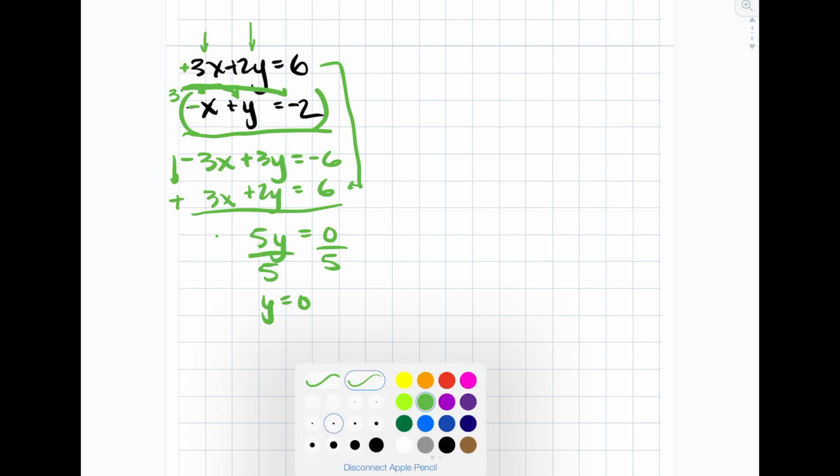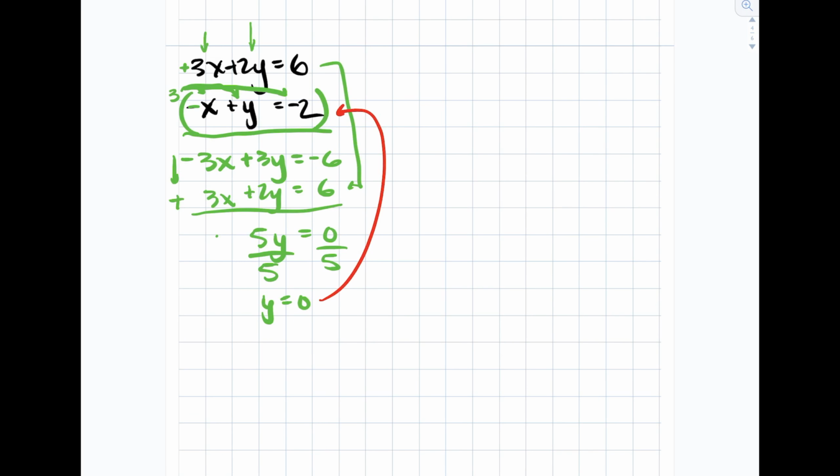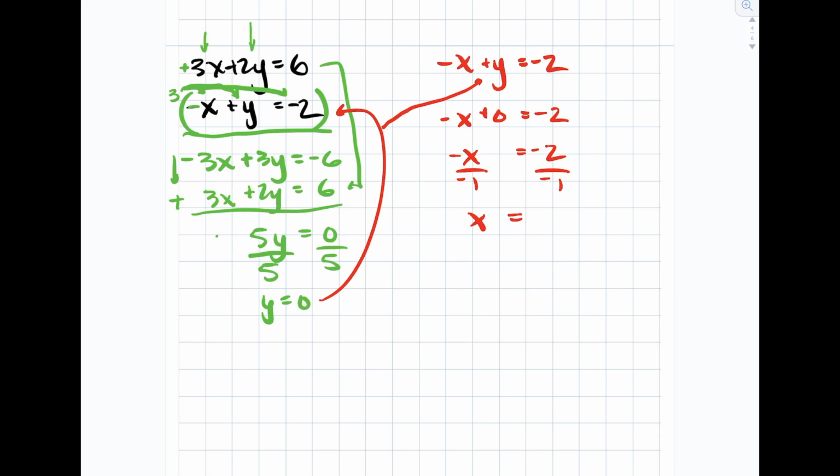And let me take the 0 and plug it into the second equation right here. So that is negative x plus y is equal to negative 2. So it goes right there, right, for the y. So negative x plus 0 is equal to negative 2. So negative x is equal to negative 2. Divide by negative 1 on both sides, and x is equal to 2. 2, 0. This is our solution.